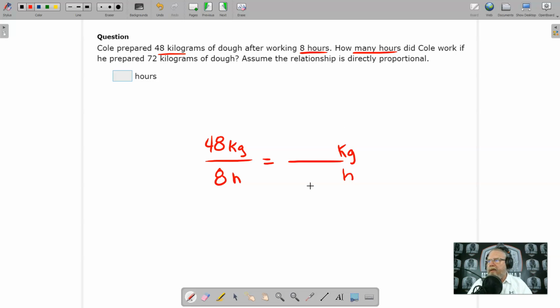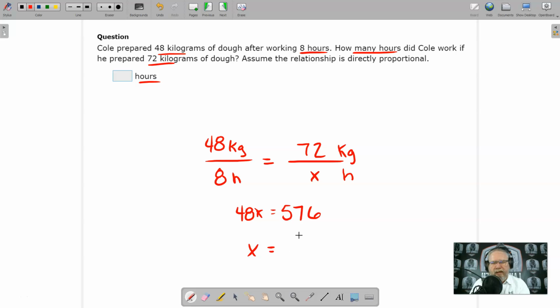How many hours? So hours is the unknown, and indeed that is what they're asking us for. Did Cole work if he prepared 72 kilograms of dough? So 72 is our given value. 48 times x is 48x. And 8 times 72, let's double check that, 8 times 72 is 576.